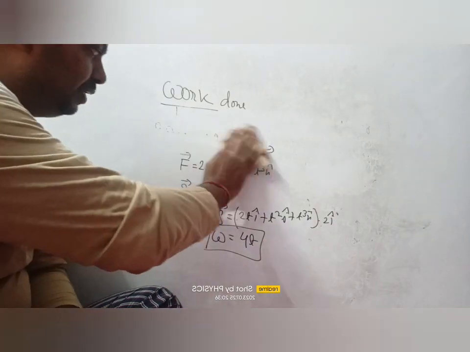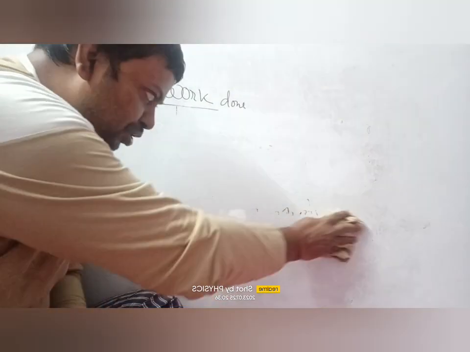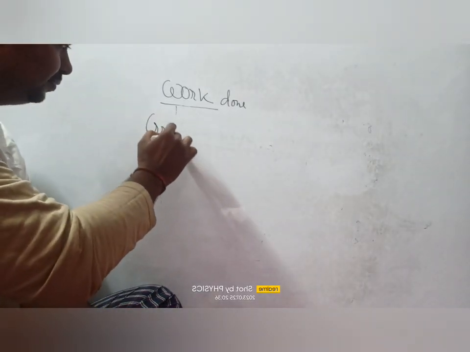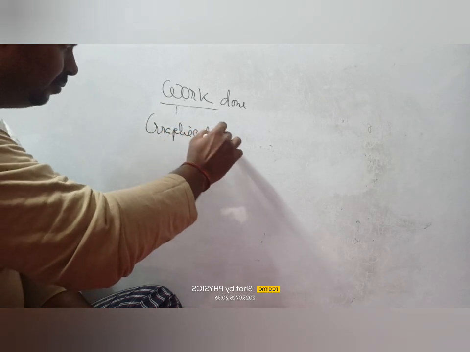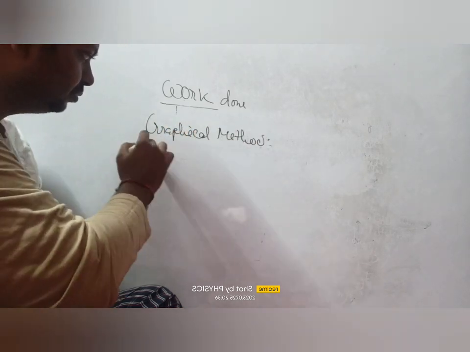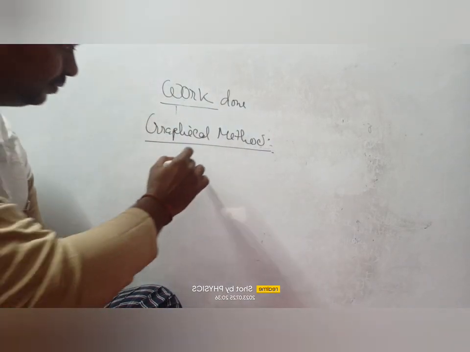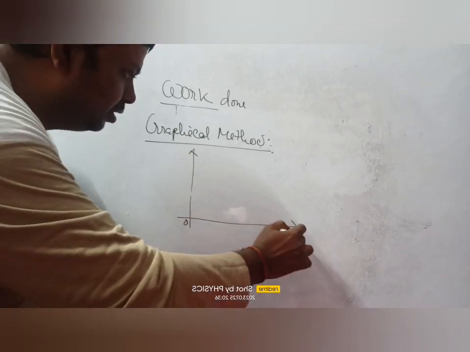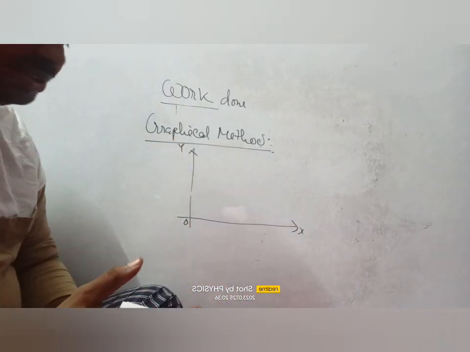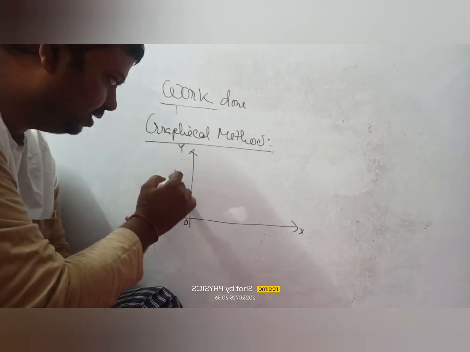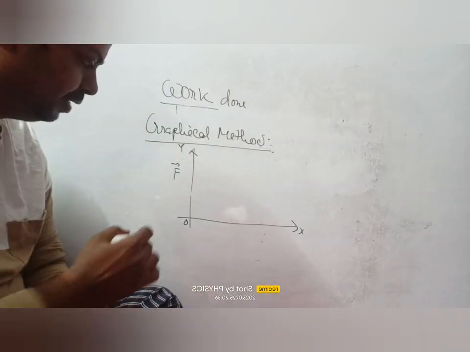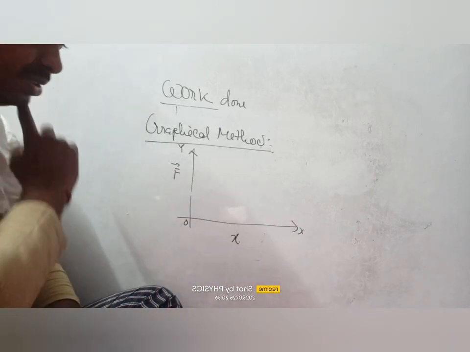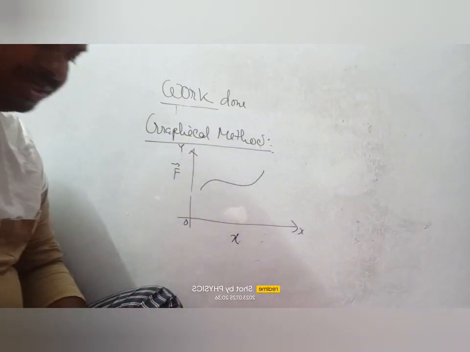Now, for the variable force, we can find the work done by the graphical method. Let us consider Ox and Oy, two axes. Now Oy is the force axis, and Ox is the displacement axis, x. Now consider a graph like that.